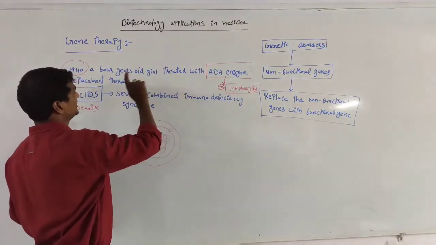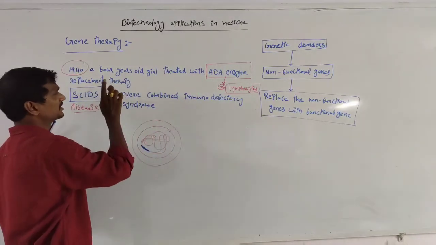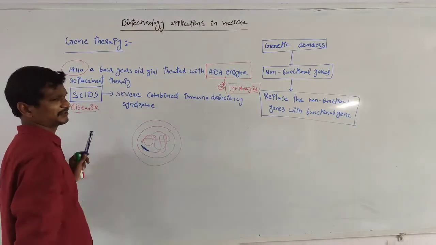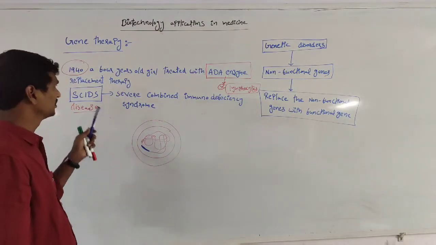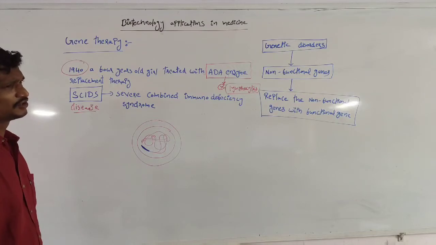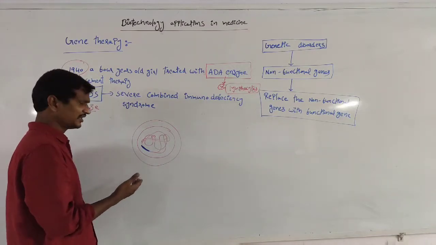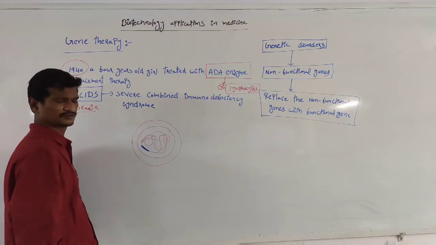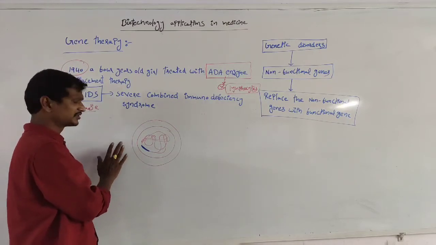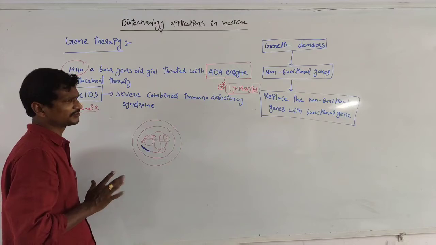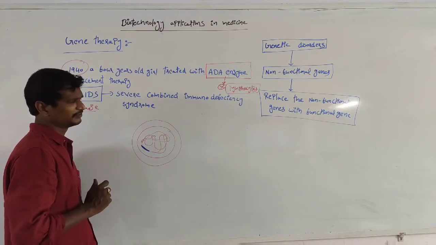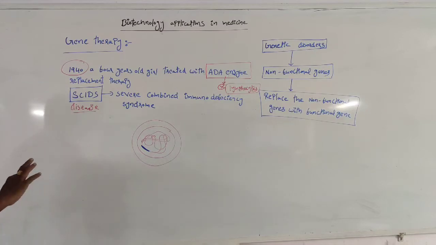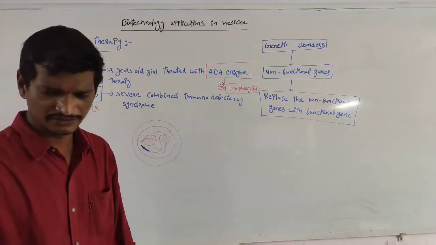Whatever defective genes are there, they are replaced by effective genes, so it is treated with ADA enzyme gene replacement therapy. If the gene is replaced, then enzymes are produced, then lymphocytes are produced. There is no SCID disease because within the person the immune system is maintained. And I would like to discuss the types of gene therapies.